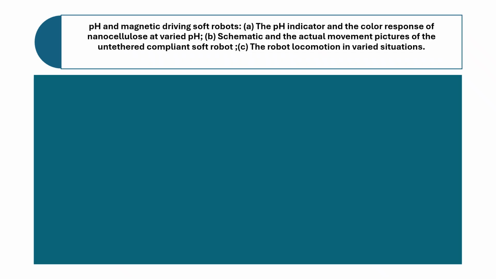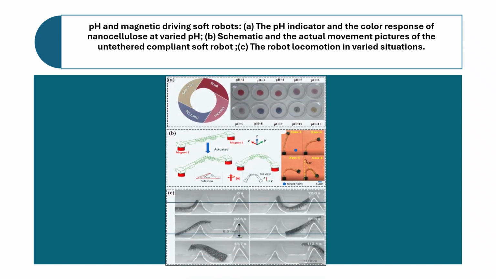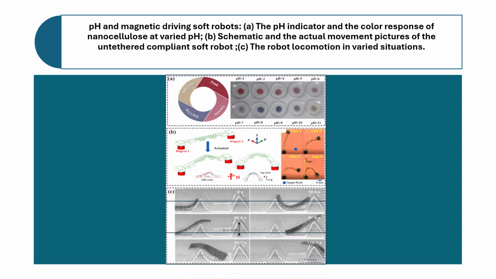Next we have pH and magnetic driving soft robots. The picture I will show you: the pH indicator and the color response of nanocellulose, the schematic actual movement of an untethered compliant soft robot, and the robot locomotion in varied situations. We will see here. Clear?